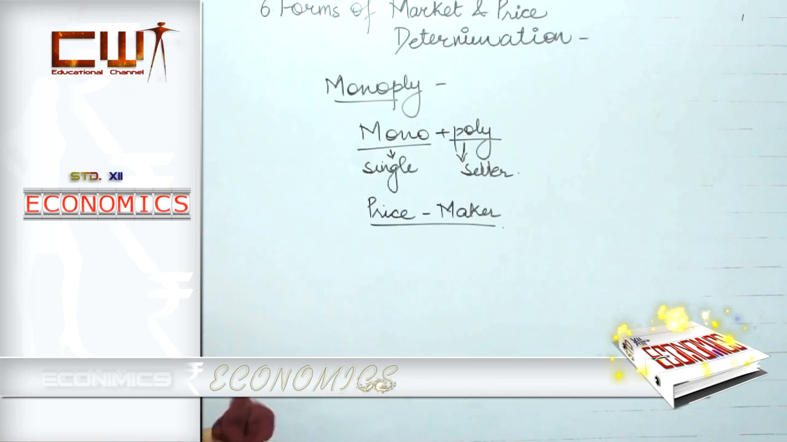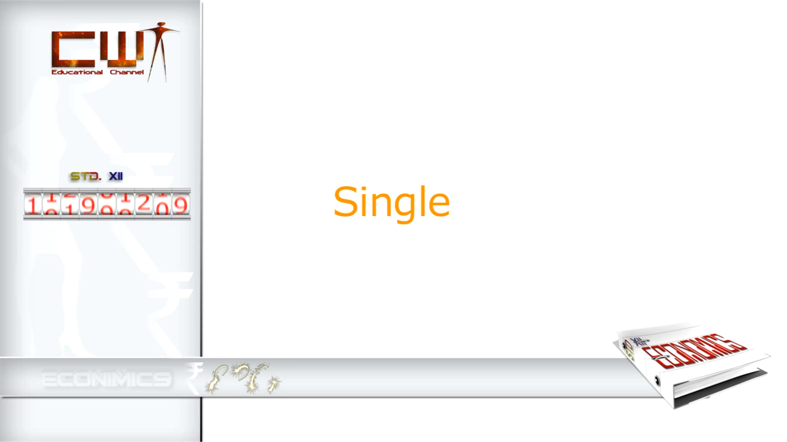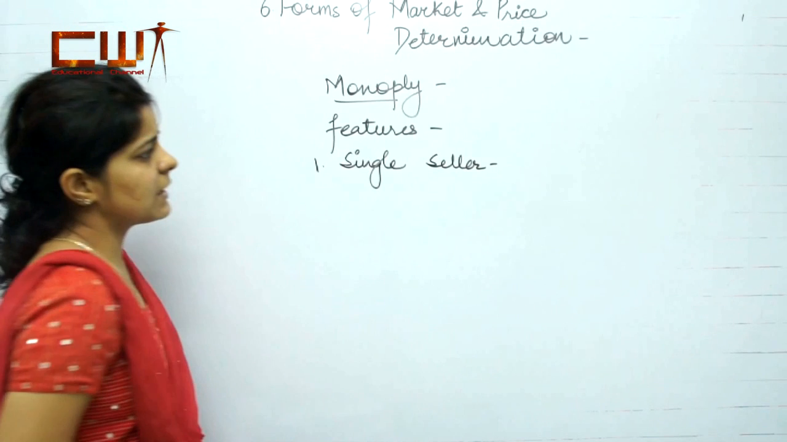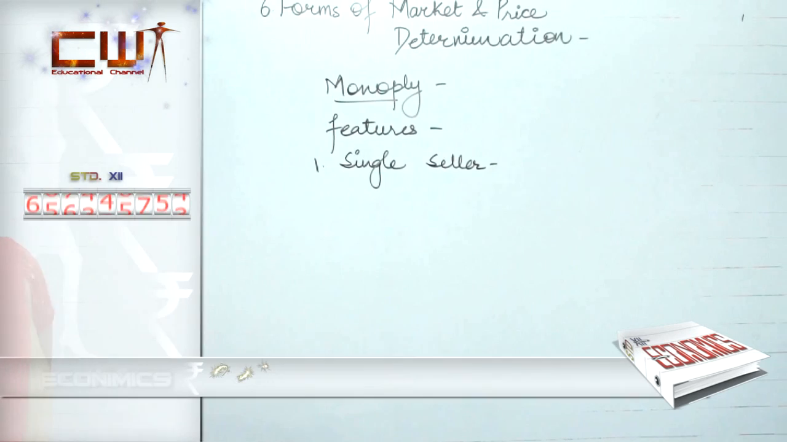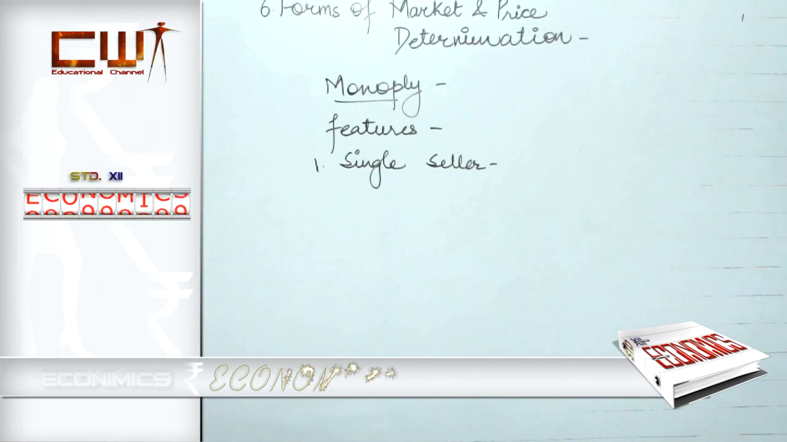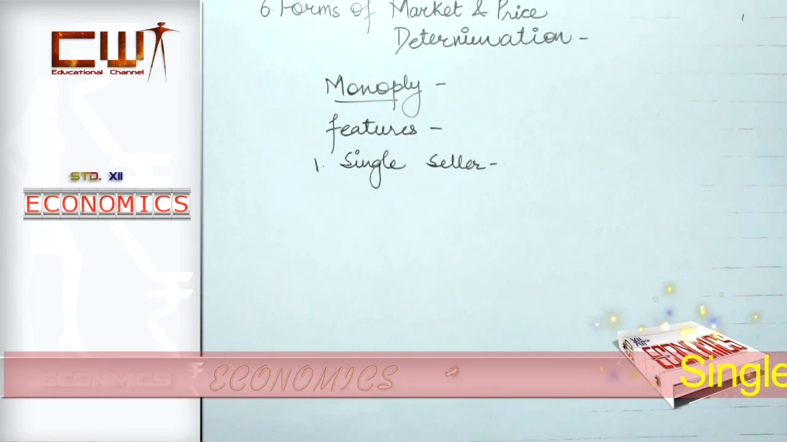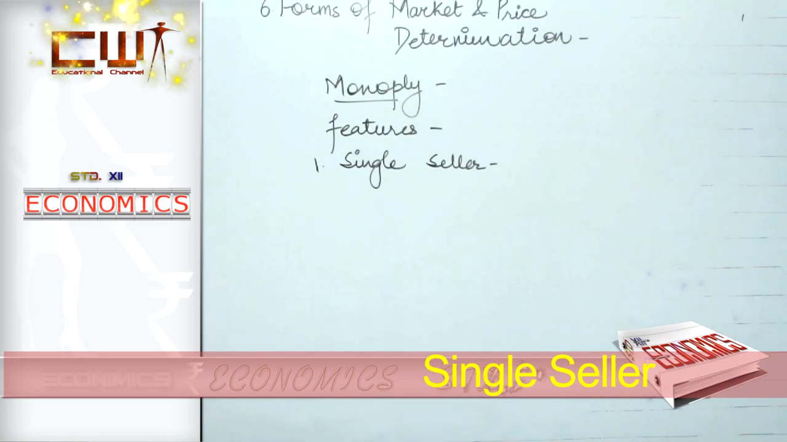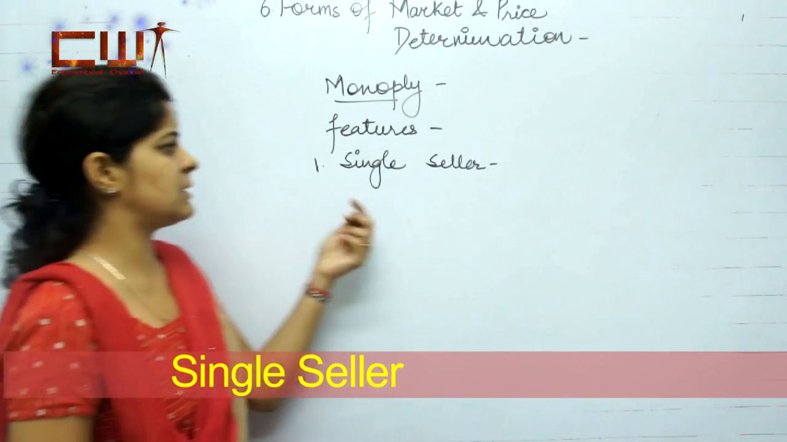Let's do the features of monopoly. The first feature of monopoly is a single seller. Single seller means in a monopoly there is a single seller who controls the prices and supply. There may be many buyers who are depending on this single seller.